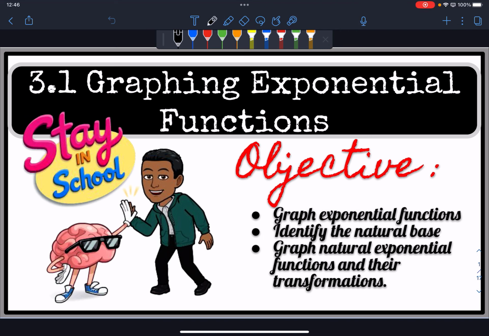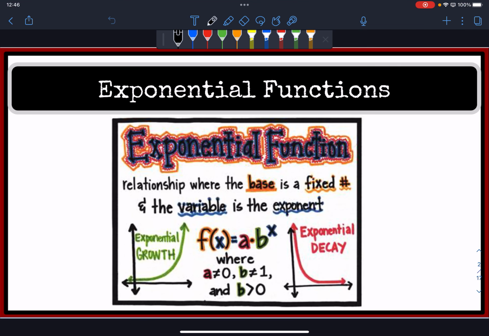In lesson 3.1, you'll learn to graph exponential functions. You'll learn about the natural base and then learn to graph natural exponential functions and their transformations. Let's begin by going over what an exponential function is.